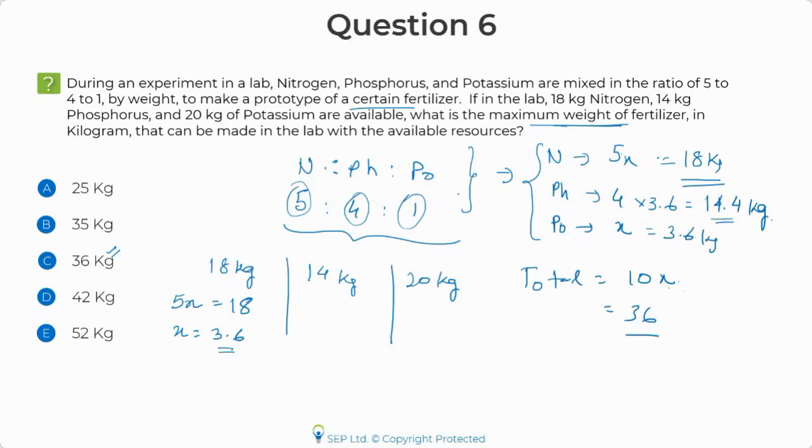Now, potassium is not a problem because I have 20 kg. So from that 20 kg, I can easily take 3.6 kg, not a problem. But I don't have 14.4 kgs of phosphorus. If I don't have 14.4 kgs of phosphorus, I will not be able to make 36 kgs of the fertilizer. That is the only understanding that you need to have.